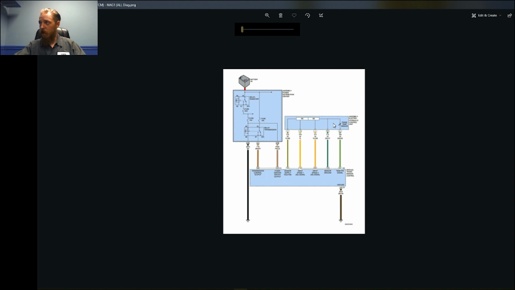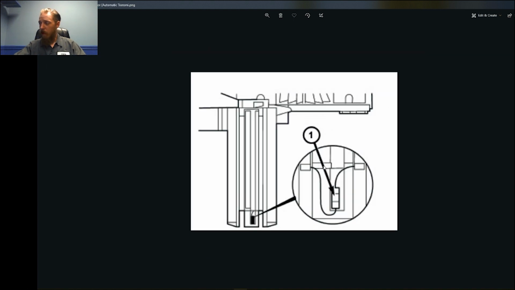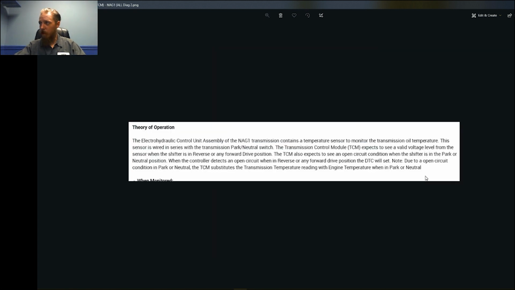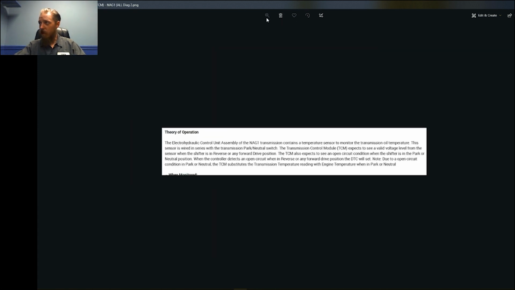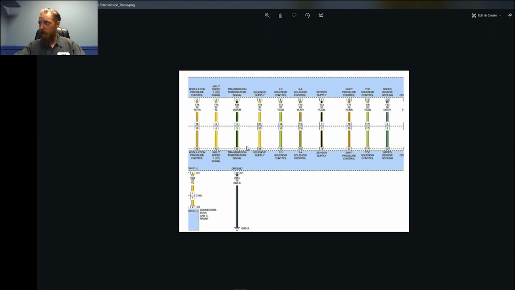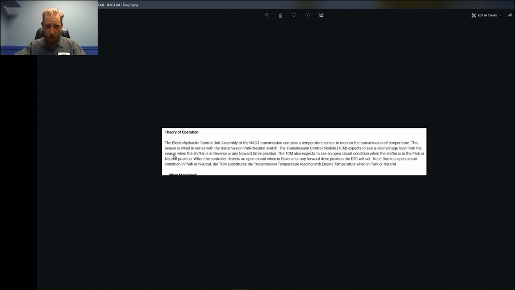But if we go here, here's just an internal diagram of the switch sitting down in the trans, not real useful. But right here is where we get a good bit of information. Not sure why it's not letting me zoom in here, but we'll read through it real quick. The electro-hydraulic control unit assembly of the NAG1 transmission contains a temperature sensor to monitor the transmission oil temperature. We've been through this a million times. You guys are wondering why. You'll see in a minute or two.